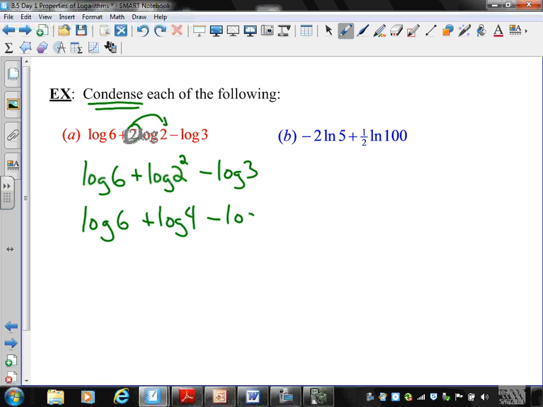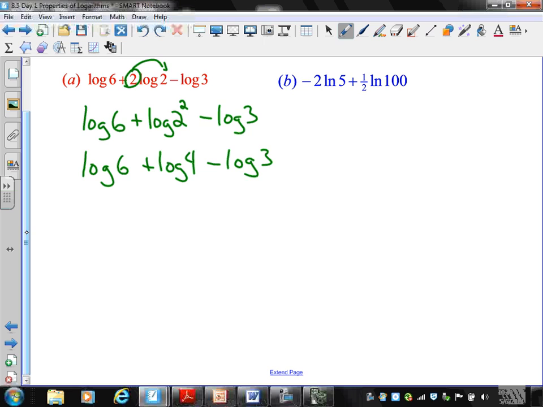Okay, so that's the first property. That's called the power property for logarithms. So I put that exponent, put that power back inside. Okay, I'm going to do this in one more step. I'm going to do this all in one shot. So watch what I do here. I'm going to end up with a single logarithm.